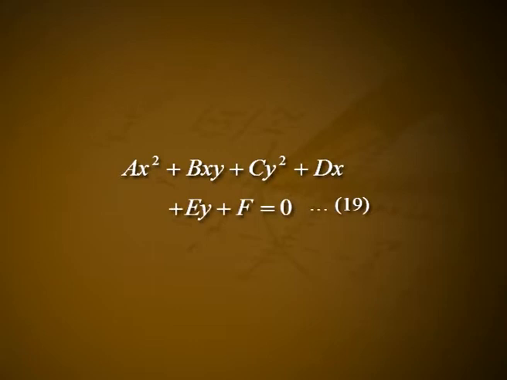The discriminant test. Consider the equation Ax² + Bxy + Cy² + Dx + Ey + F = 0. Equation 19. To verify what kind of conic section equation 19 represents, it is not required to eliminate the xy term from the equation. We can apply the following.